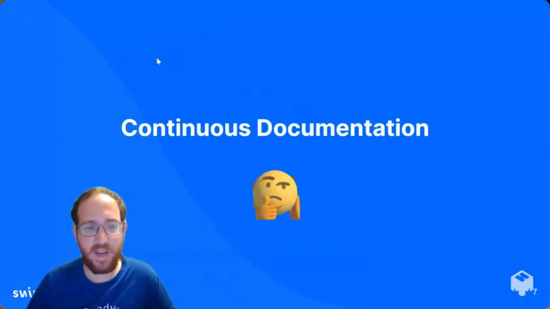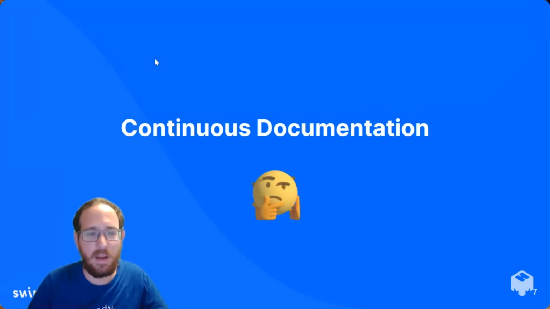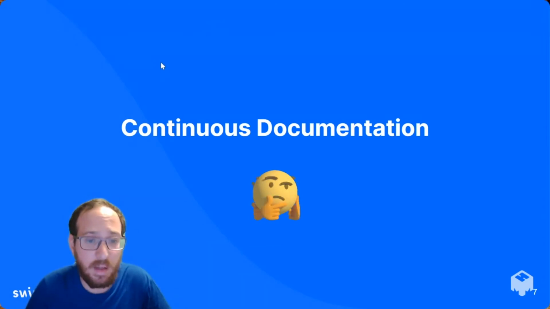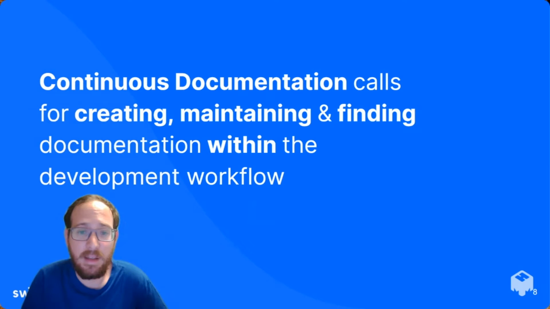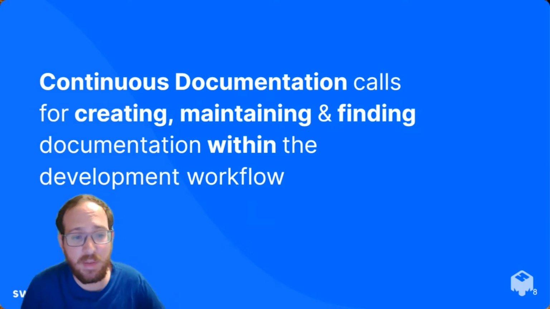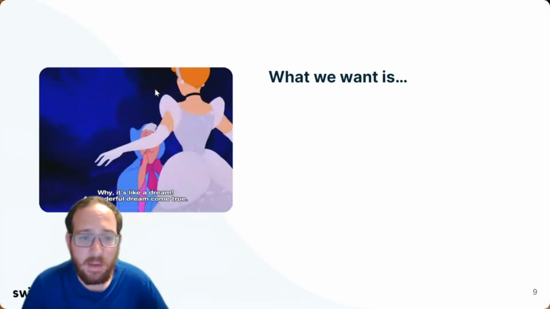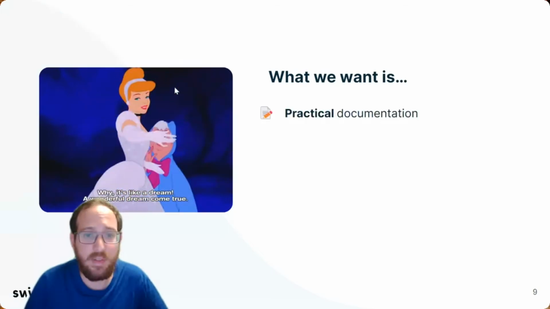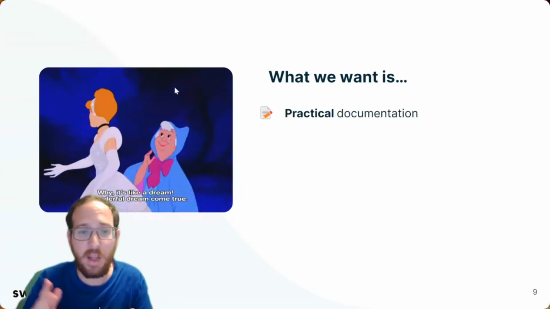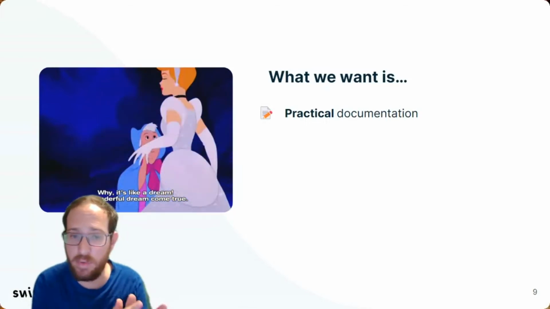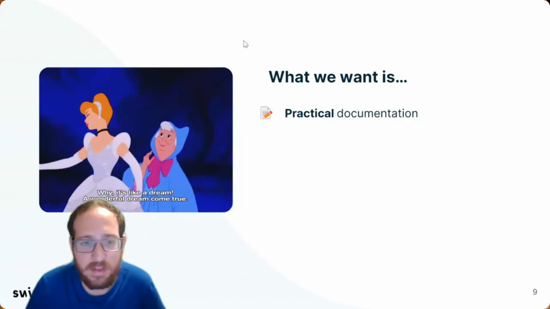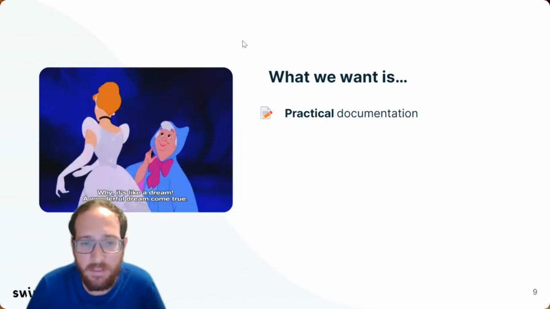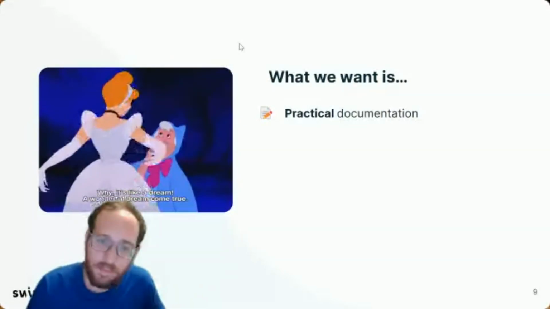So in order to change that, what I'm going to propose is a notion called continuous documentation. We actually wrote a piece about that in InfoQ as well. Continuous documentation calls for creating, maintaining, and finding documentation within the development workflow. What we want to get is documentation that is practical for developers, not only fluff, very general documentation, which is also important, but we want the practical things: how to add a certain type of class to the system, how to configure something, how to change a value, how do I, and fill in the blanks.